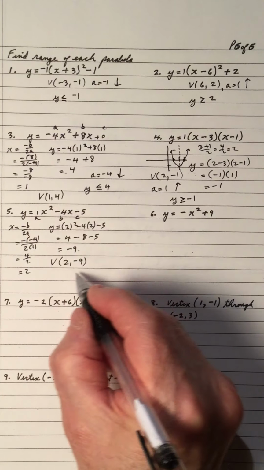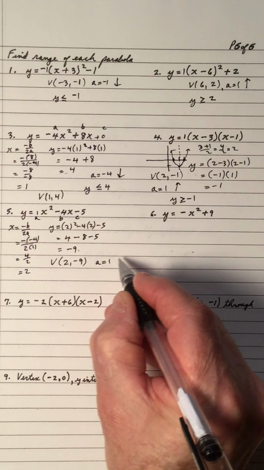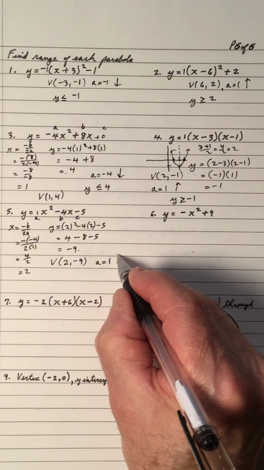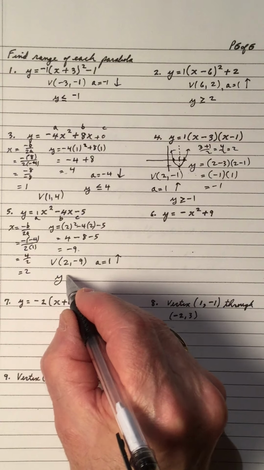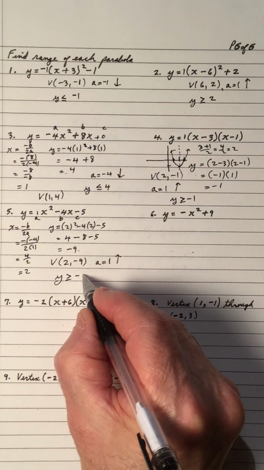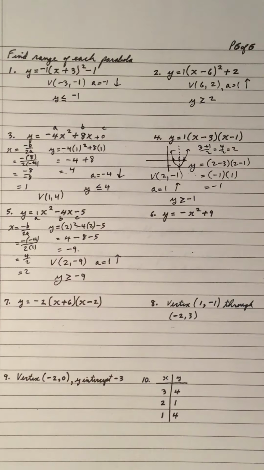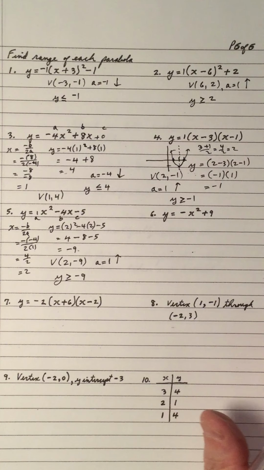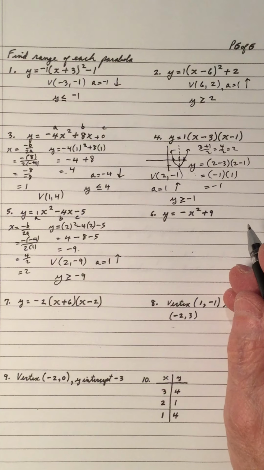And A is equal to 1. Because it's positive, the parabola opens up. So the range is y is greater than or equal to the y value of your vertex. It's the same all the time. It's just that you've got to practice, practice, practice.